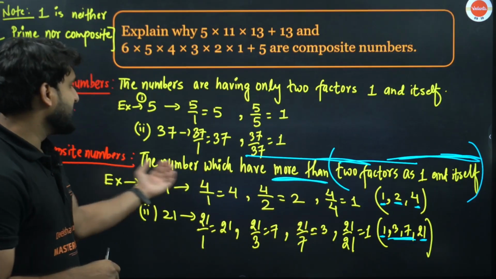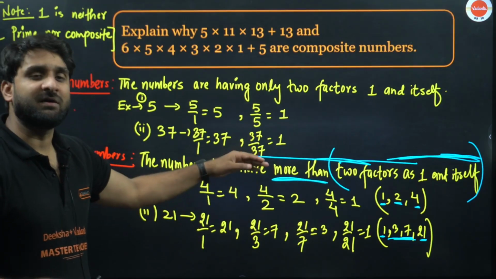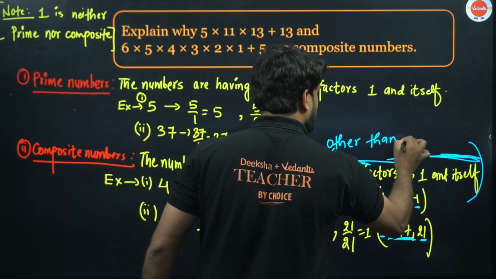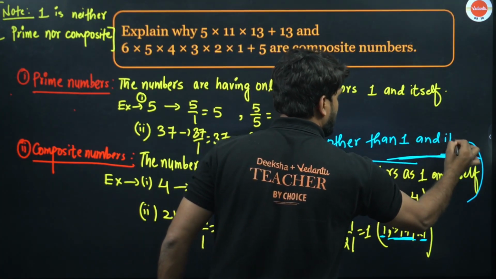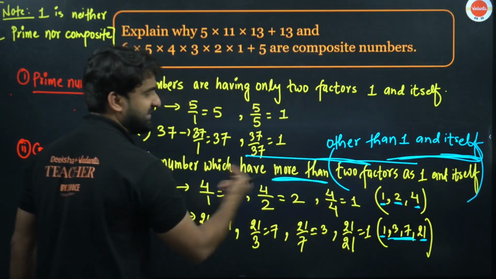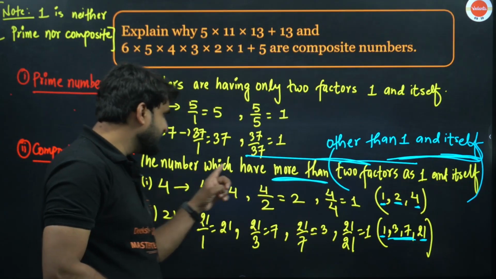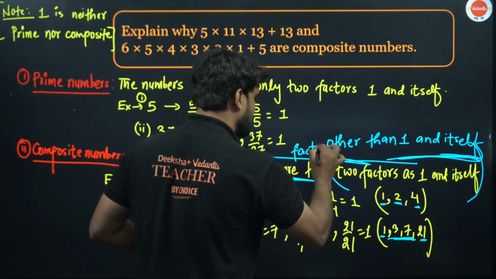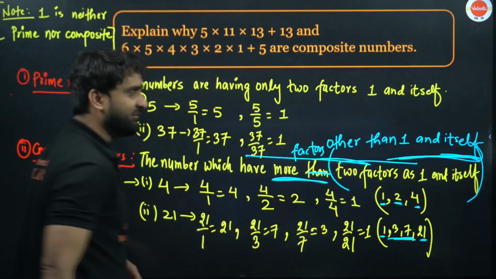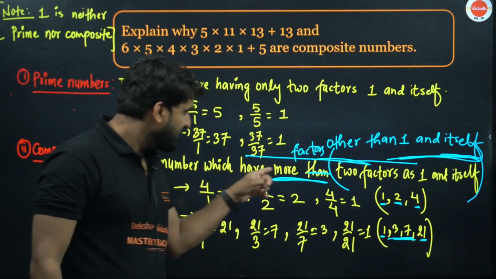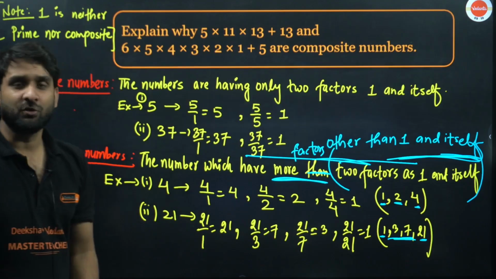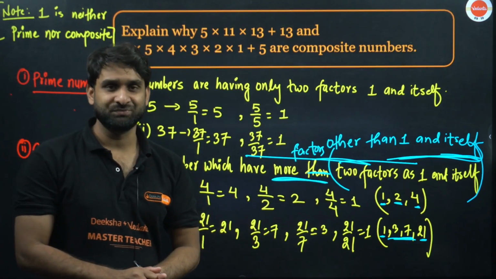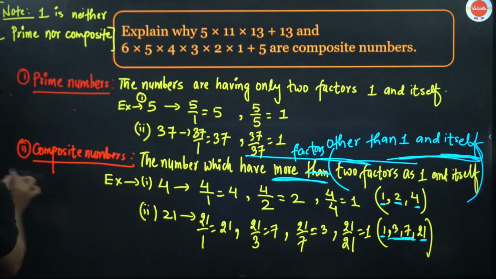Or we can also write the number which has more factors other than 1 and itself. My dear champion, if this line is a little confusing for you, you can write this definition: the numbers which have more factors other than 1 and itself. So except 1 and itself, there will be more factors. Such numbers are called composite numbers. So please write this in your copy.